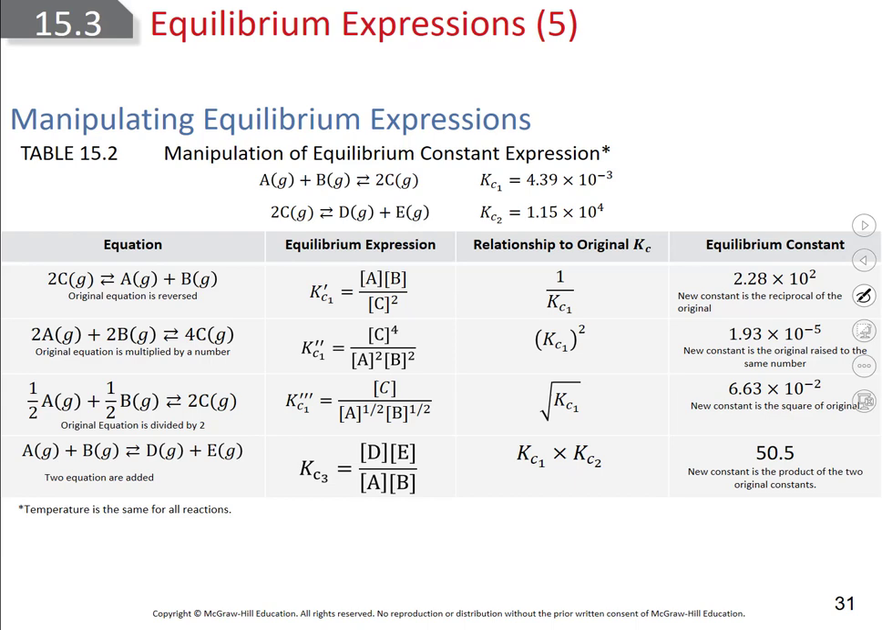So in Hess's law, we were dealing with enthalpy and manipulating these things together. When we added two equations, we added their enthalpy values. Here, when you add two equations, you're going to multiply their K values.